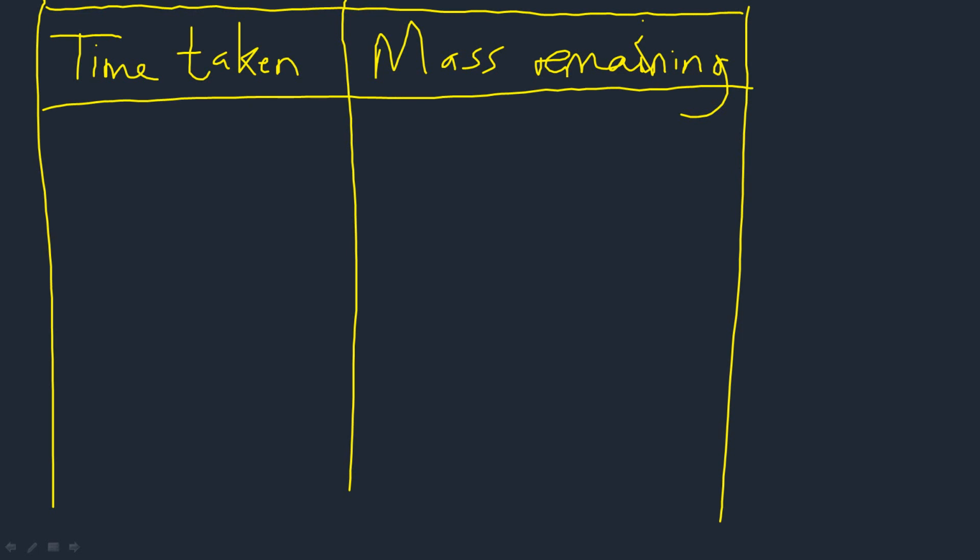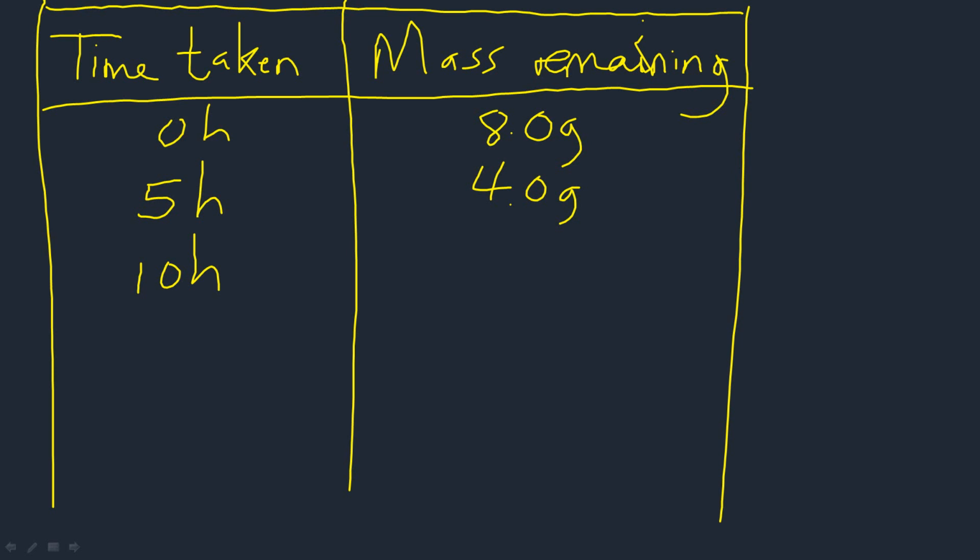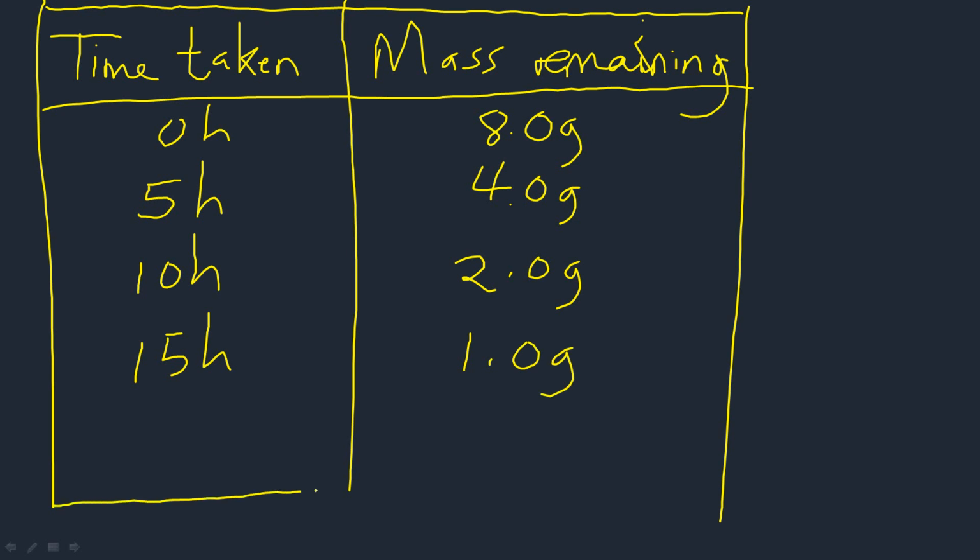Now, initially, at time 0, at the beginning, the mass was 8.0 grams. This is 0 hours. Then, after every 5 hours, because the half-life is 5 hours, the remaining mass will be half. So that means we shall have 4.0 grams. After 10 hours, this will be half of 4, which is 2.0 grams. Then after 15 hours, you'll have 1.0 grams. Let's close our table.